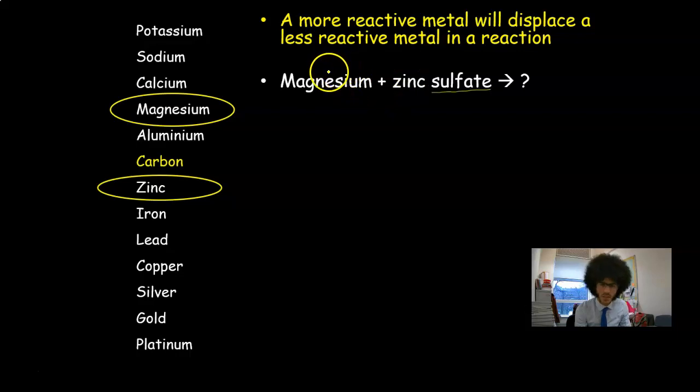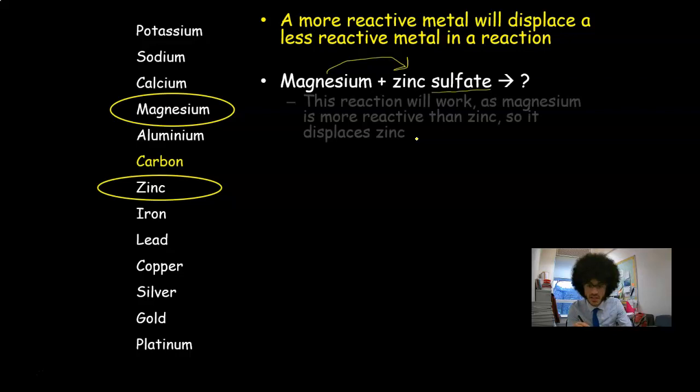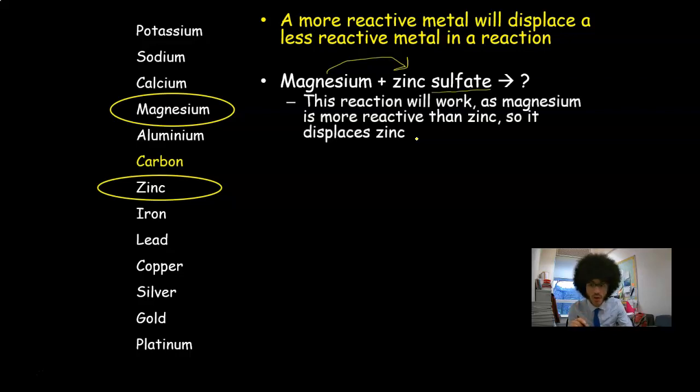So the question is, can magnesium kick out, i.e., can it displace zinc in this reaction? Now, the answer is yes, because magnesium is more reactive than zinc. So what it can do is it can come in over here, kick out the zinc to form magnesium sulfate, and then it will form zinc on its own. So the answer to this is the reaction will work because magnesium is more reactive than zinc, so we'll displace it.